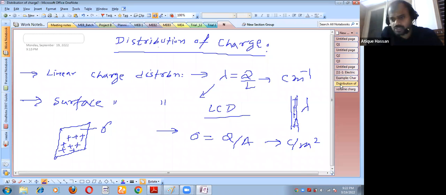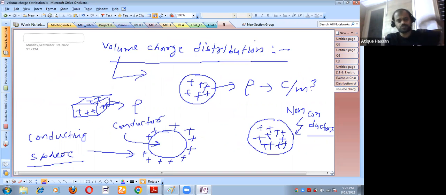After that, we have done distribution of charge. What kind of distribution of charges are possible? Mainly we have studied three types of charge distribution: linear charge distribution, that is lambda. We all are familiar with that. Then surface charge density, charge per unit area. Then we have discussed volume charge distribution. So first, moving to a question based on these discussions.